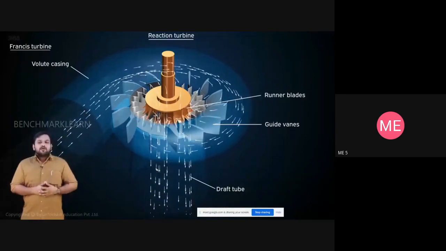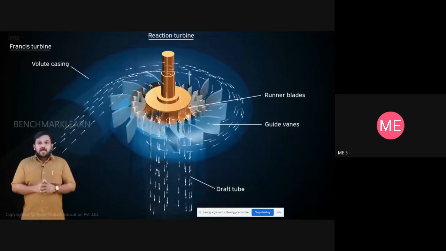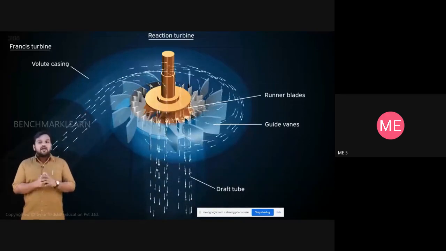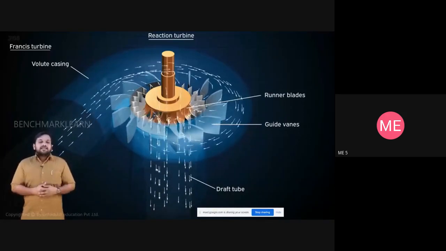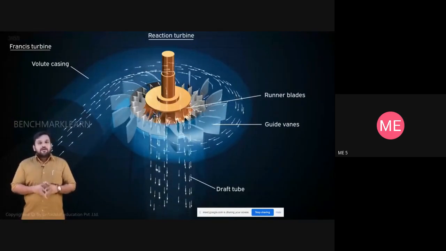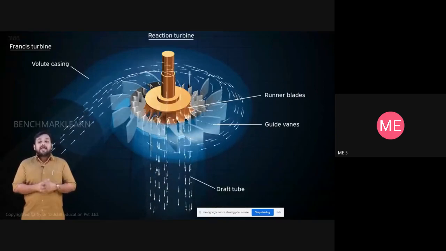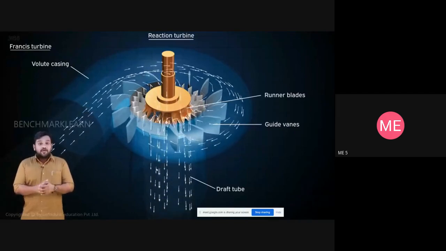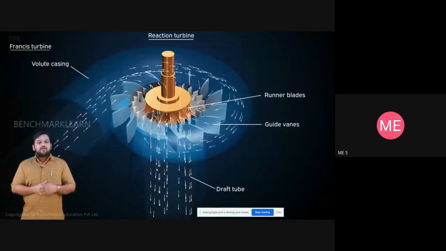A draft tube corrects this. Water at the low pressure from the turbine flows through a tube called a draft tube. This has a gradually increasing cross section, so the pressure increases and the velocity decreases during the flow in the draft tube. At the end of the draft tube, pressure of water will be at nearly atmospheric pressure. So this eliminates the possibility of water going up from the reservoir to the turbine.